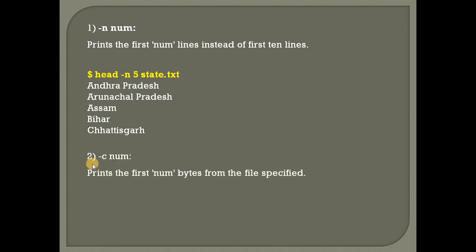Next option is -c and num. It prints the first num bytes from the file specified. That is, it will display the number of bytes specified in this num. For example, here we have given head -c 6 state.txt. So from this state.txt it will display only the first 6 bytes, 1 2 3 4 5 6. So only Andhra will get displayed as an output.